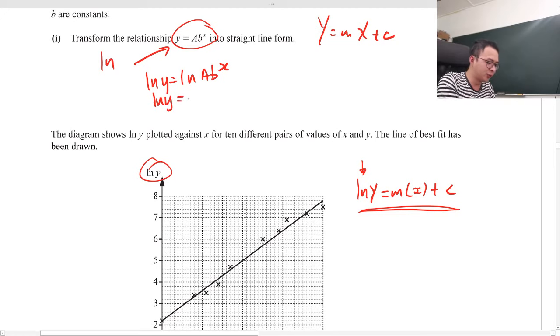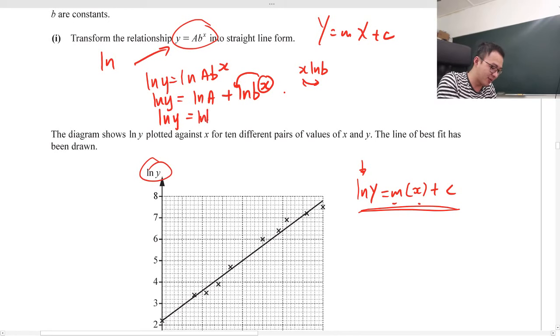The log rule actually tells us that when we multiply, we can expand them, becoming plus. Then the power x we can move to the front, but because I want mx like this, this will actually give me x ln b, but I will swap them to become ln b times x. Because it's the same, you imagine a multiply b and b multiply a, both of these are the same thing. So plus ln a. So this is the so-called straight line form.